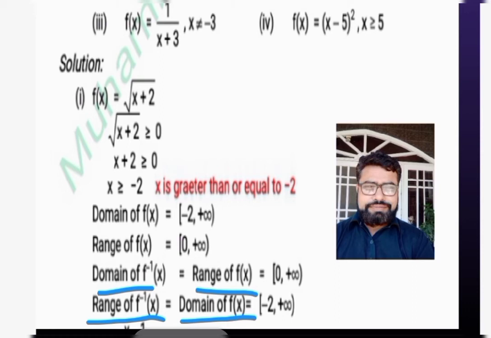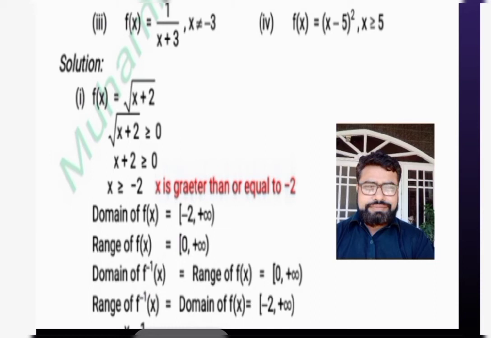So we can find the domain of f of x and follow this rule. We can get the domain and range of f inverse of x without finding the inverse, as it is told in the given question that we should not find f inverse of x. Some people find f inverse of x and after finding it they write the domain and range. It's wrong because the question has forbidden finding f inverse of x.